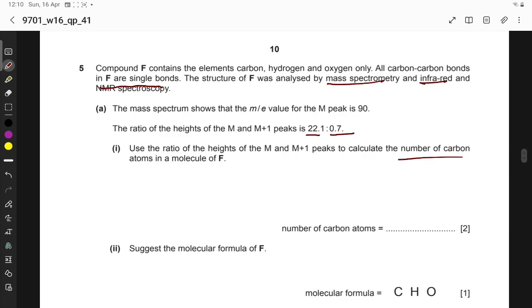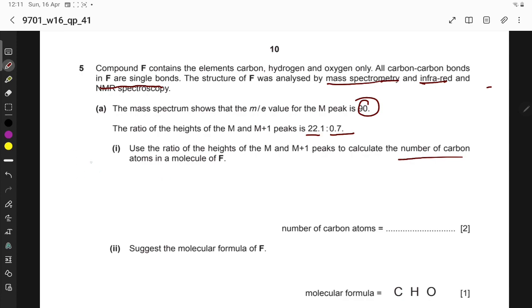So this is another question of mass spectrometry and infrared. Compound F contains elements carbon, hydrogen and oxygen only. All carbon-carbon bonds in F are single bonds. The structure F was analyzed by mass spectrometry, infrared and NMR spectra. Mass spectrometry and infrared topics are in AS syllabus, while NMR is in A2 syllabus. The mass spectrum shows the mass over charge value for the M peak is 90. The ratio of the heights is given; calculate the number of carbon atoms in the molecule of F.